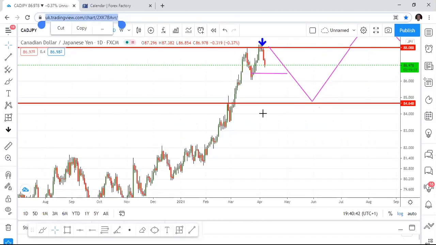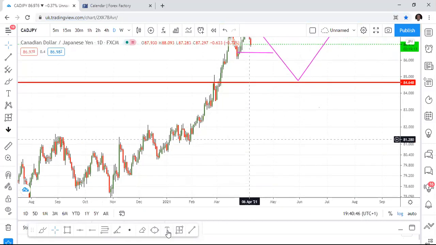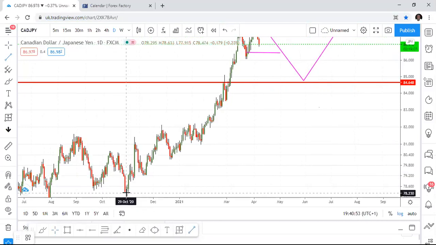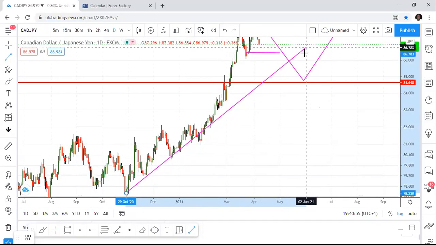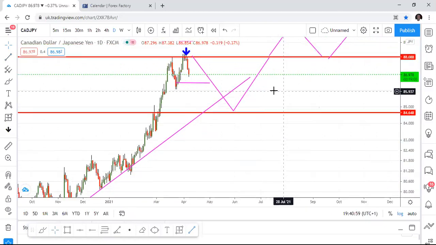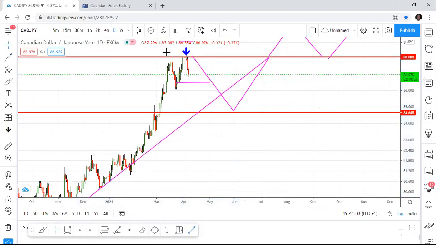Okay, so the market has been in an uptrend, but the uptrend seems to be coming to an end. So for this, I'll be more interested in the sell than the buy.